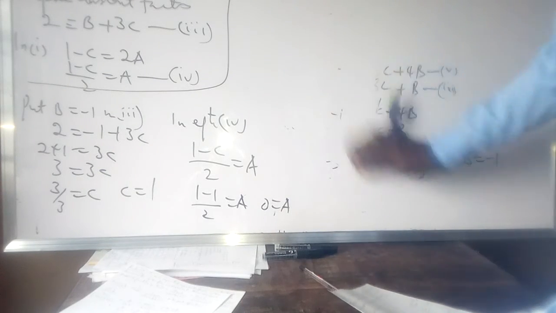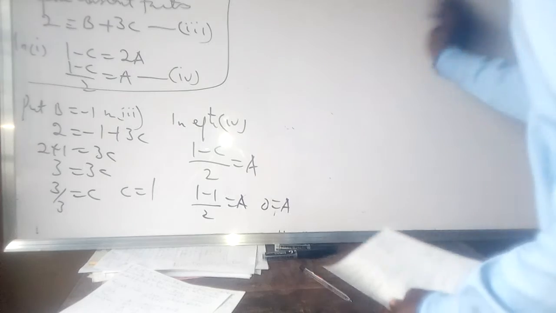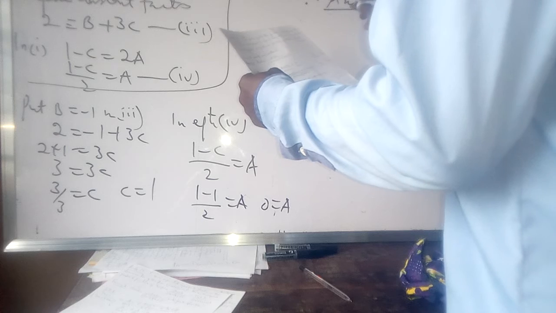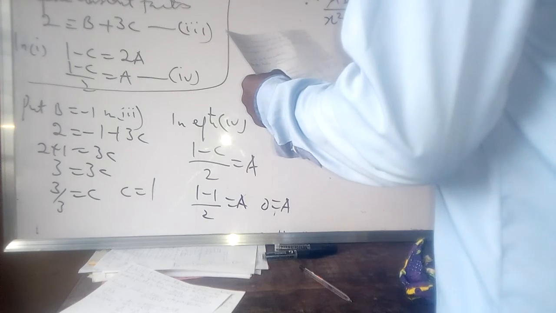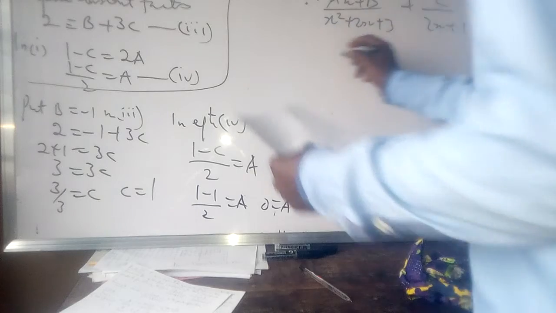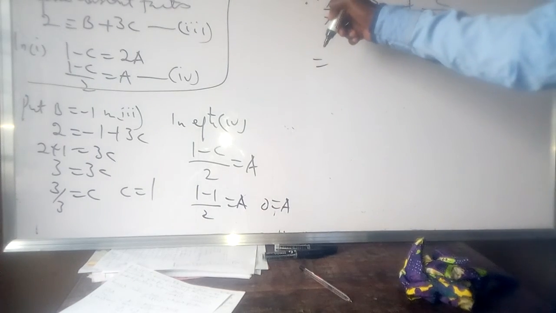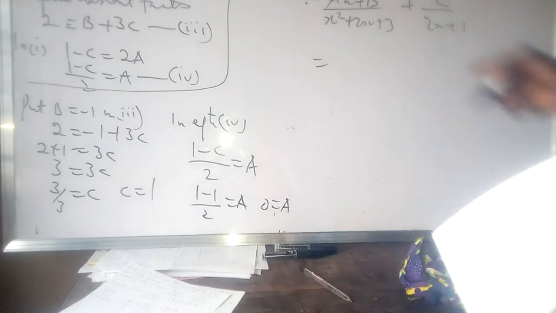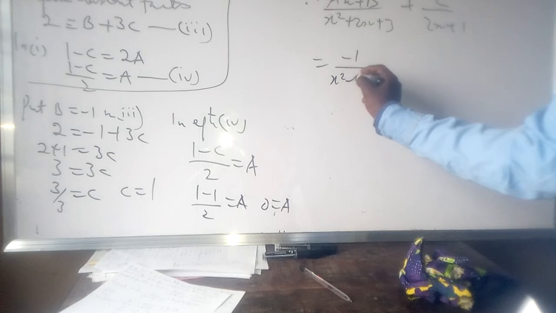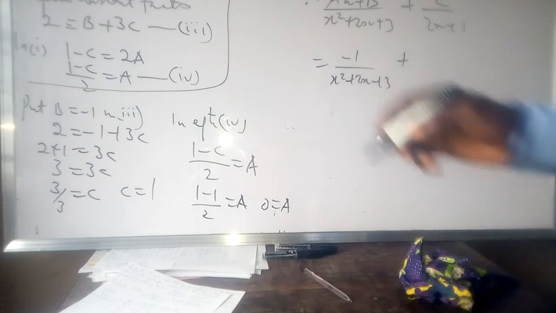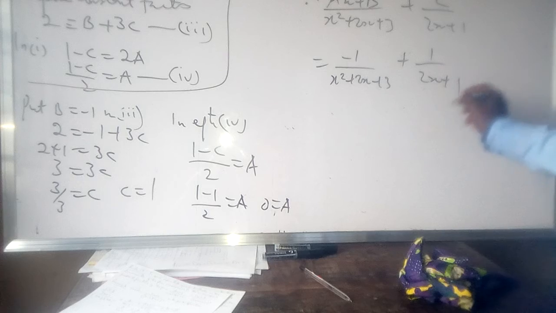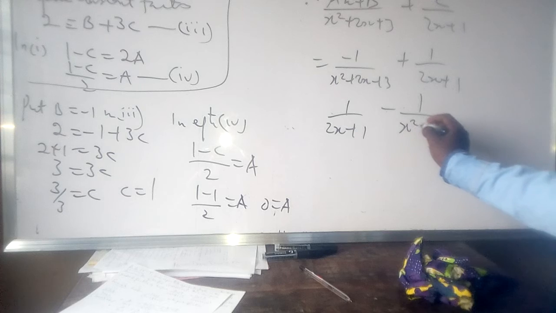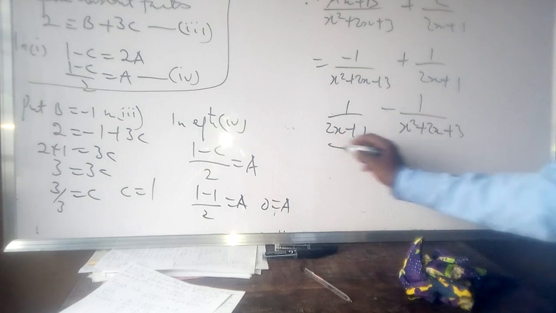Now we just need to substitute the constants we have obtained into our equation. Therefore, ax plus b all over x squared plus 2x plus 3, plus c all over 2x plus 1, will now be equal to, don't forget our a is 0, so 0 times x is 0, plus our b, which is minus 1, so we have minus 1 all over x squared plus 2x plus 3, then plus our c, which is 1, all over 2x plus 1. So we can write it as 1 all over 2x plus 1 minus 1 all over x squared plus 2x plus 3. That is that.